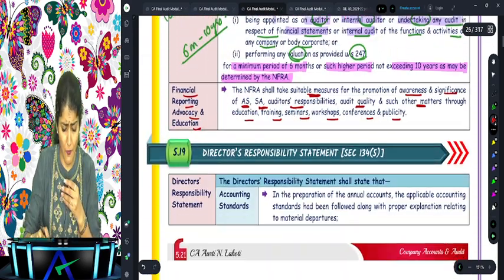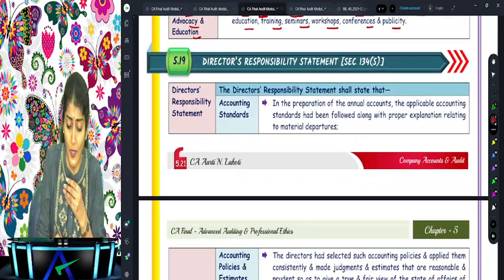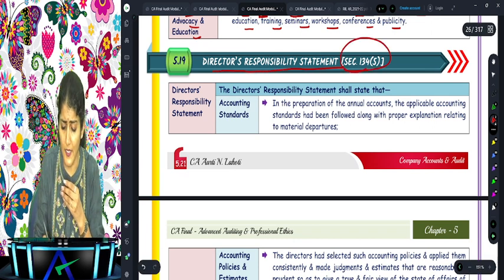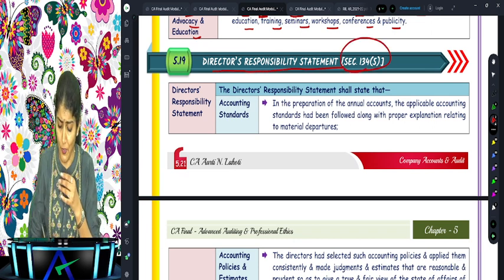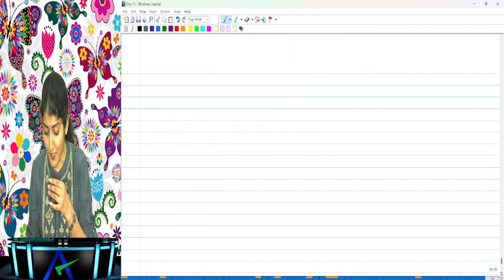And then we have a very, very small discussion over there, which is the director's responsibility statement, section 134, subsection 5. I will teach you one more, okay?